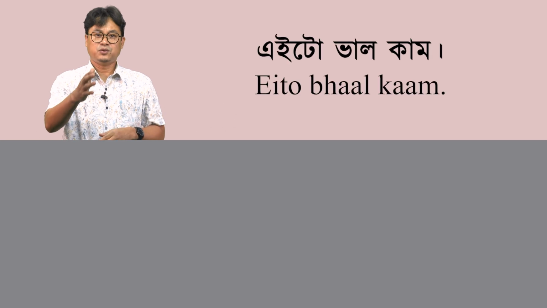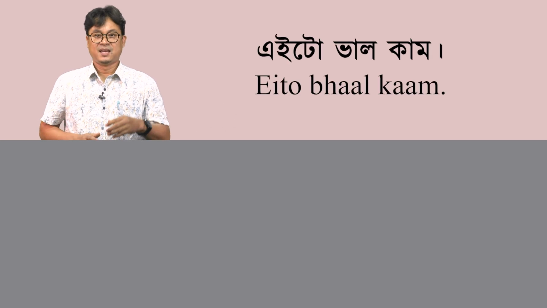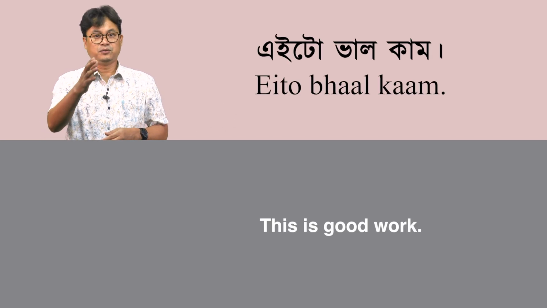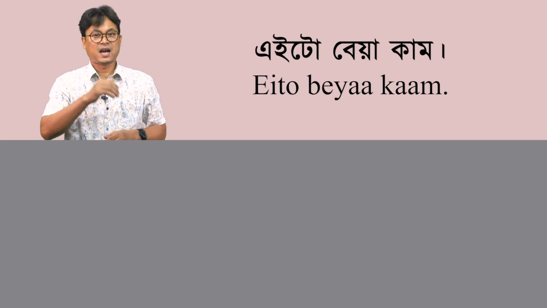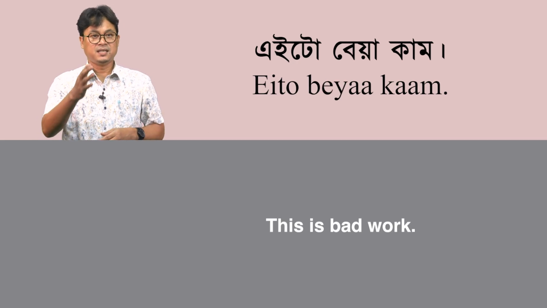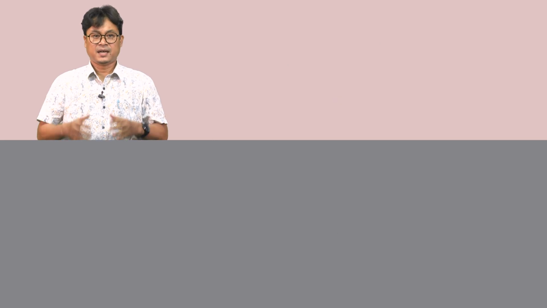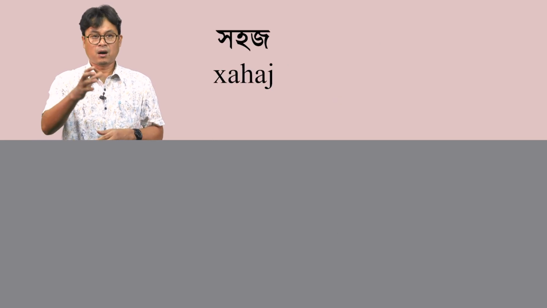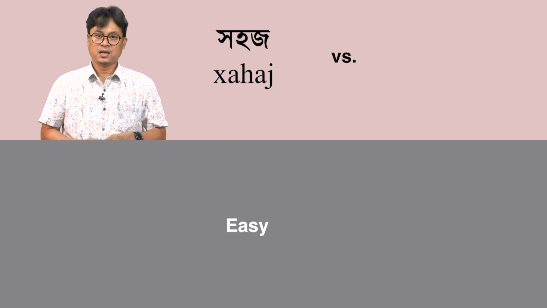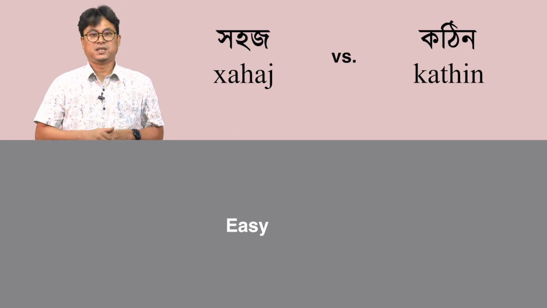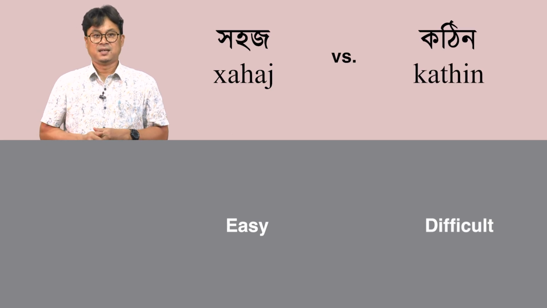As in, eitu bhal kam. That means this is good work. And eitu beya kam means this is bad work. Another pair is hohos. Hohos means easy versus kothin. Kothin means difficult. These express opposite degrees of difficulty.